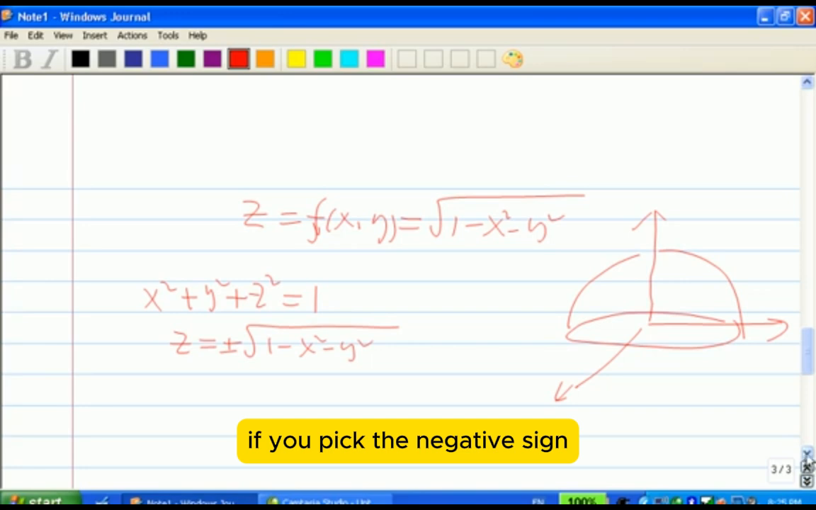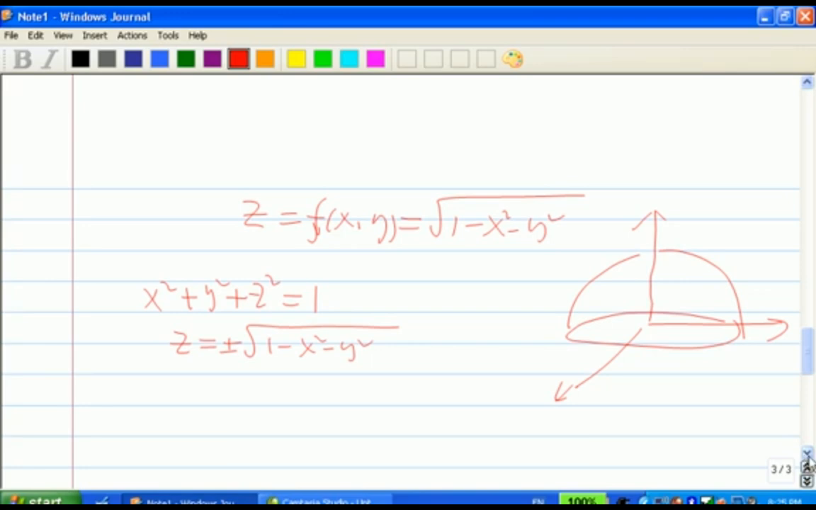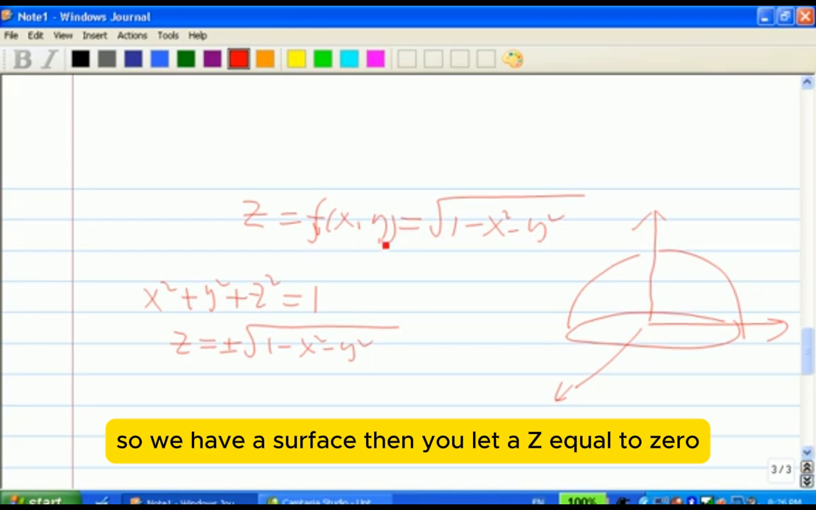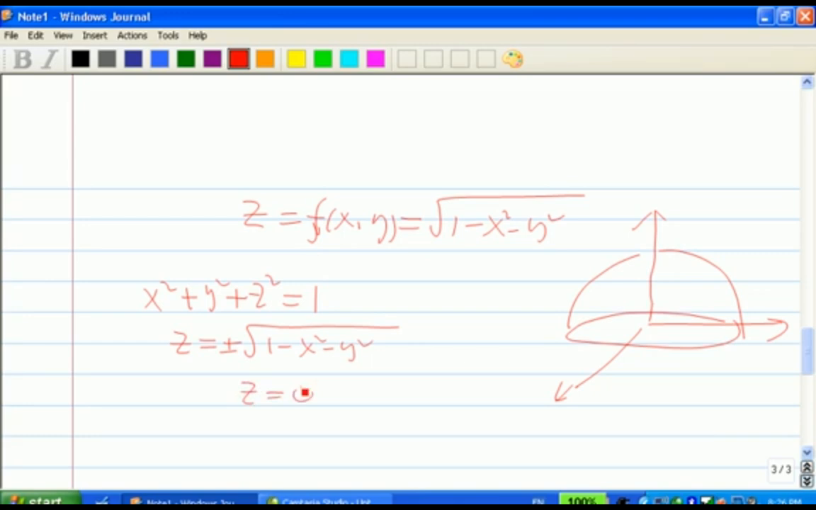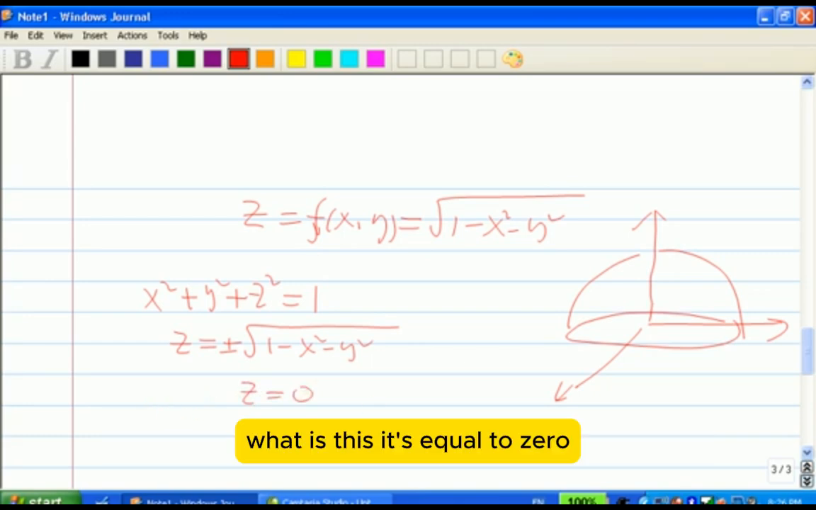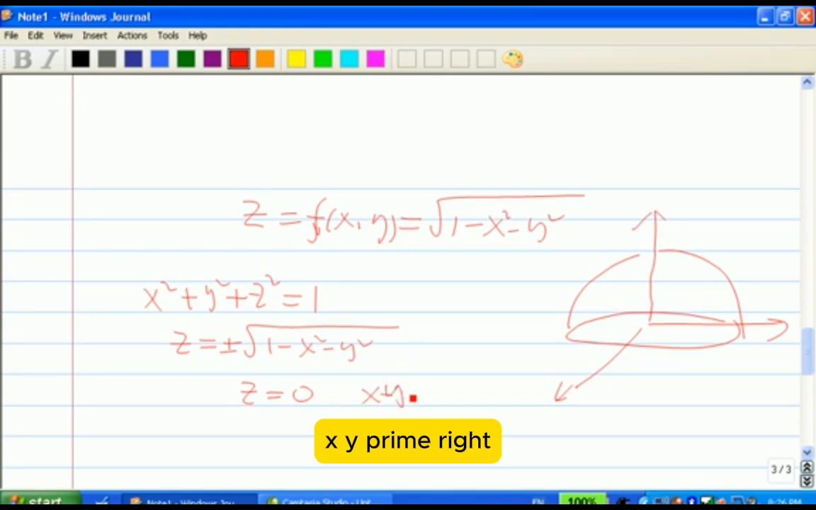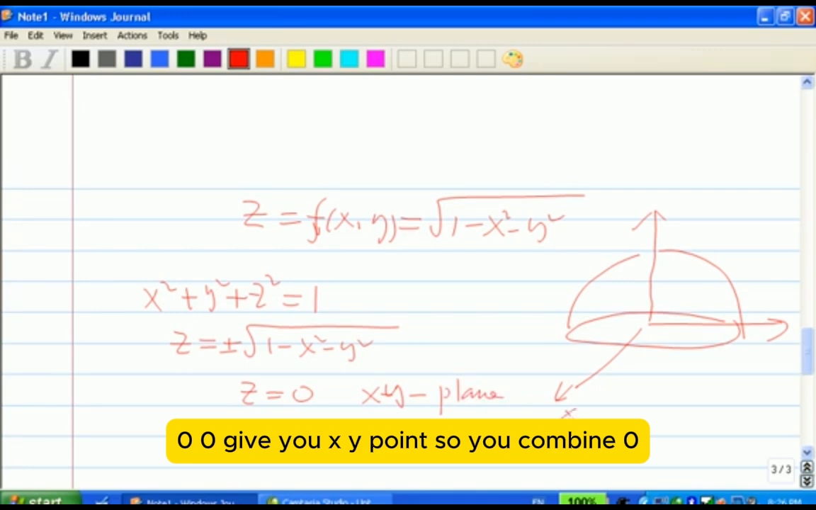If you pick the negative sign, you get the bottom half of the sphere. So, we have a surface. Then you let z equal to 0. What is this, z equal to 0? Ask yourself, what is the graph of that? Remember, surface. So what is this surface? The xy plane, right? z equal to 0 gives you the xy plane.